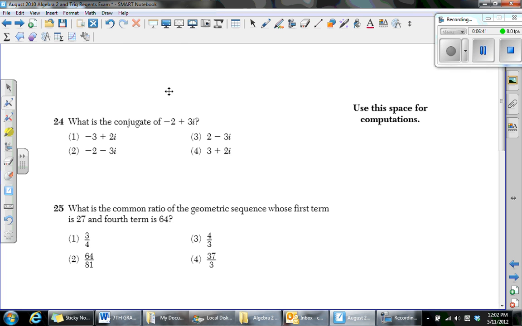Conjugate. Whenever we take the conjugate, we change the sign of the i term or the square root term. So it's negative 2 minus 3i. That is so the i's will cancel each other out.